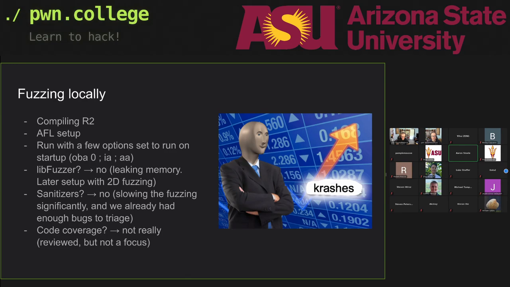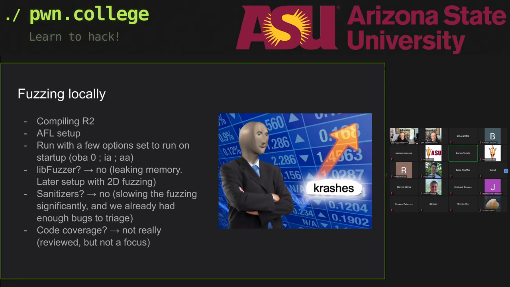Another thing we tried: sanitizers. Those were pretty helpful. They caught some memory errors, but we didn't use them in our fuzzing setup because they were slow. Our fuzzing of RadArray was pretty slow already, and adding sanitizers pretty much cut the efficiency in half, which wasn't great. And since we were able to find bugs pretty easily without sanitizers enabled, we ignored them for most of the project.